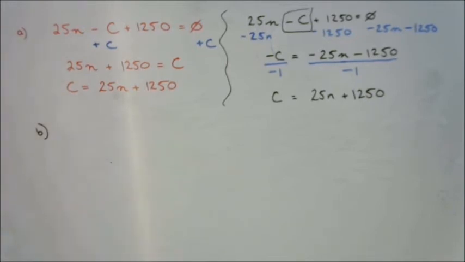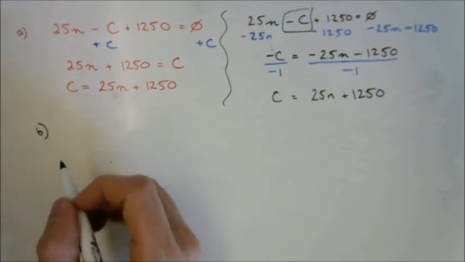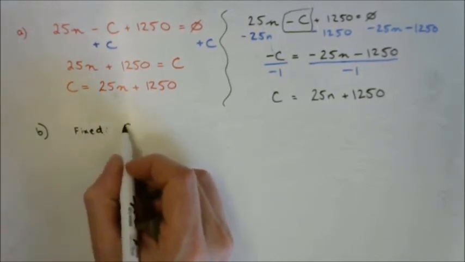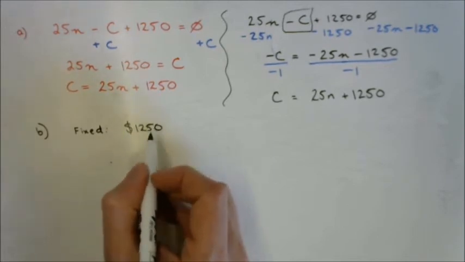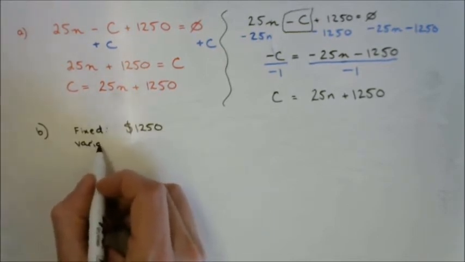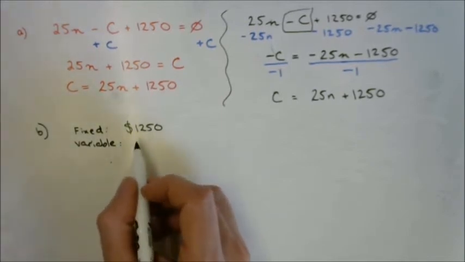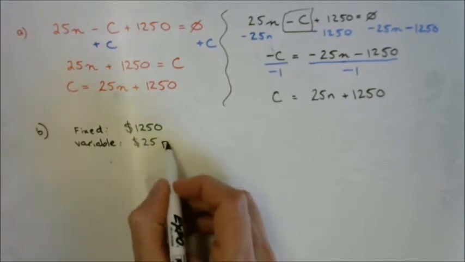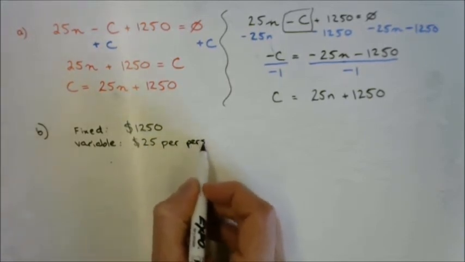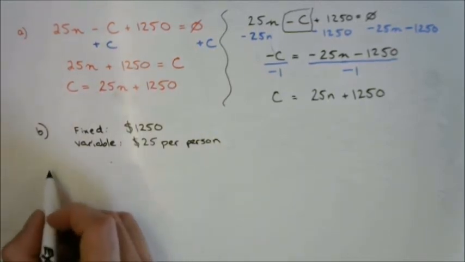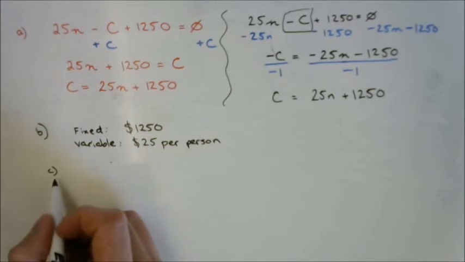B. Identify the fixed and variable costs. Well, 1250 is a fixed cost. The variable is 25. Yep, but if I just write 25, it has to be 25 per person. Oh yeah, because the number of people, that's what makes it variable, right? Good. You guys are doing well.